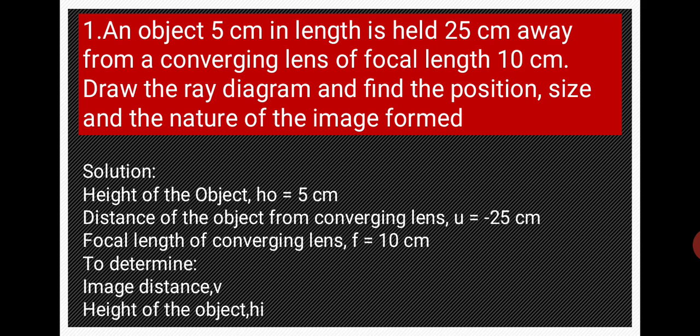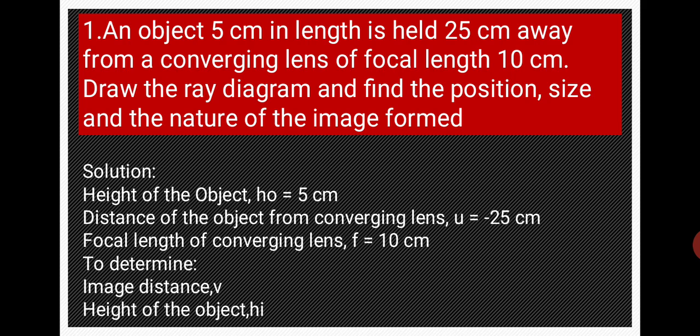So you have to read the problem first. An object 5 cm in length is held 25 cm away from a converging lens of focal length 10 cm. Draw the ray diagram and find the position, size and the nature of the image formed. So here in the problem, it is mentioned as a converging lens, so it is a convex lens. The focal length of the lens is given as 10 cm, so you have to take it as plus 10 cm.